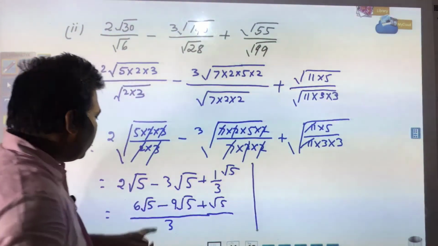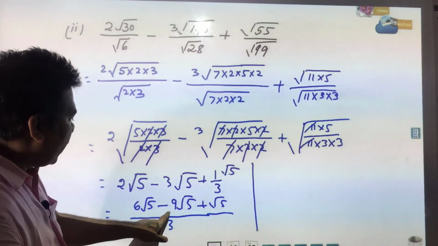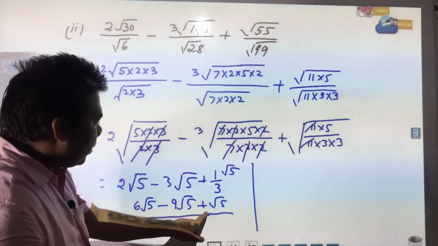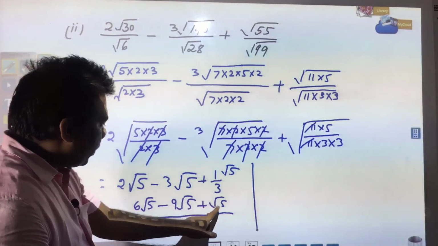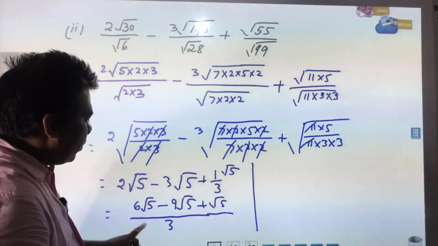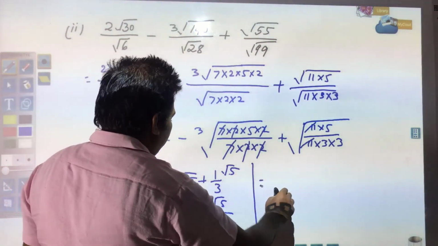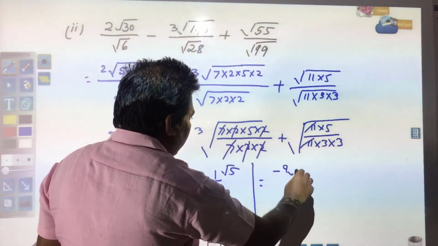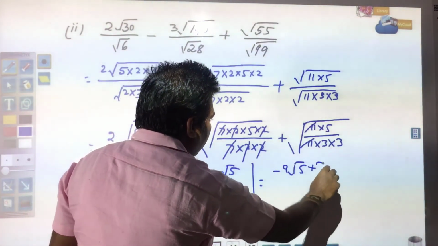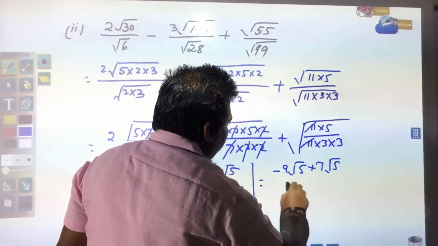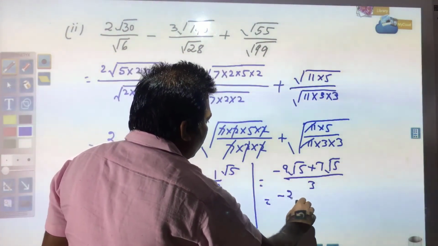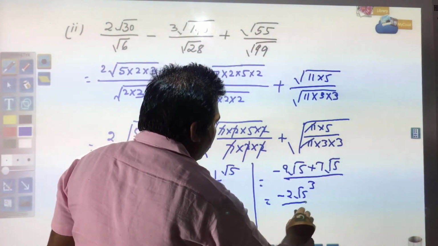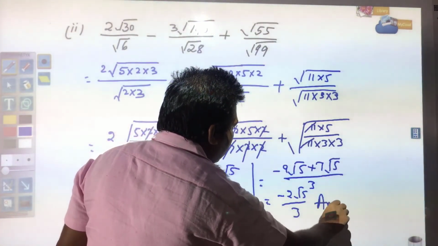Now, here you see 6 root 5 minus 9 root 5 plus 7 root 5. 6 root 5 and root 5 will be 7 root 5. So, this can be written as minus 9 root 5 plus 7 root 5 divided by 3, and this will be minus 2 root 5 divided by 3, and this will be your answer.